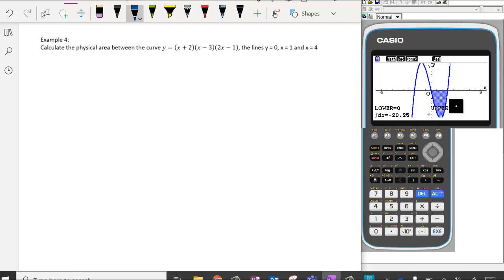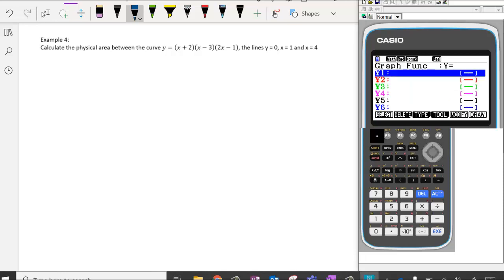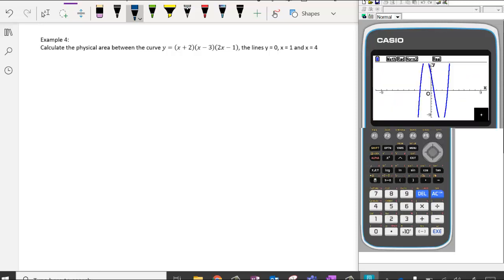Okay, so our last example, we're looking at calculating the physical area between, again, the curve and the lines y equals 0, x equals 1, and x equals 4. So now we're defining it between 1 and 4. So we want to take the same approach. We will graph this, x plus 2, x take 3, and 2x take 1. And we can see that it's, again, a similar polynomial.